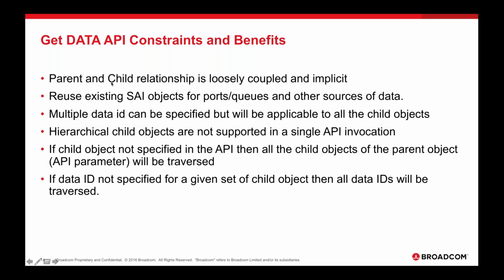We want to reuse the existing SAI objects. This API does not propose to create any new objects. The only thing it's going to create is the data ID. Multiple data IDs can be specified, okay? And that's the thing I talked about earlier: the scope of the data ID is all the children which are specified in the API. You cannot create a scope for an individual child. Unfortunately, that's a little bit difficult to do. So right now we left it there.